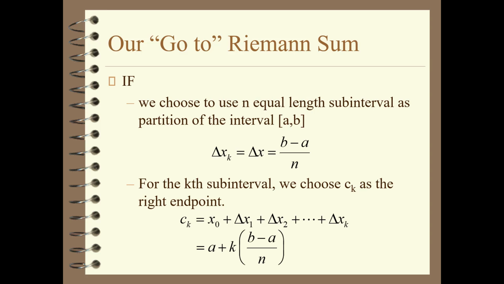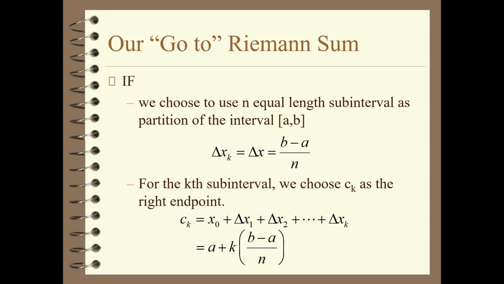We choose to use n equal length subintervals when we make our partition. So that means then that the length of every subinterval is found by taking the length of all the subintervals, b minus a, and dividing by n. That also means then that the length of a subinterval no longer depends upon which subinterval you're in. So we don't tend to use subscripts. We don't write change of x sub k. We just write change of x.